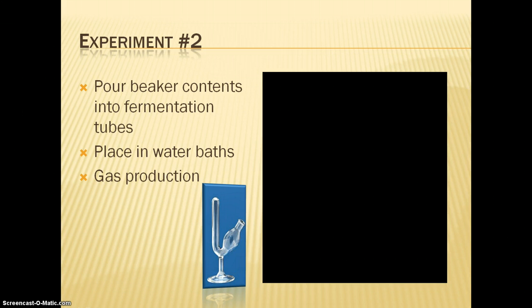The tubes were then placed in water baths at 37 degrees Celsius for an hour to see the gas accumulating in the tails of the fermentation tubes. We measured gas production at 20-minute intervals from the tip of the tail to the solution level. This data was then used to calculate the volume of the gas involved.